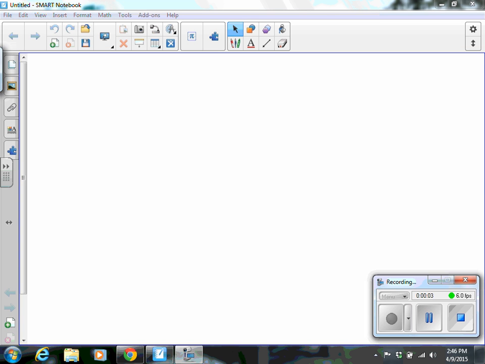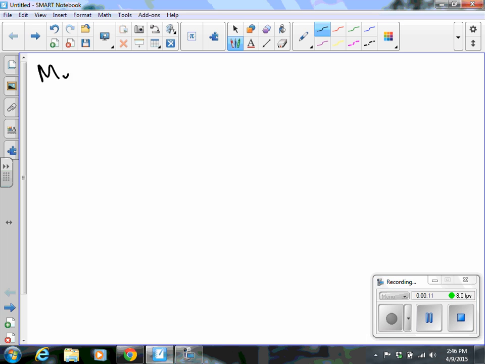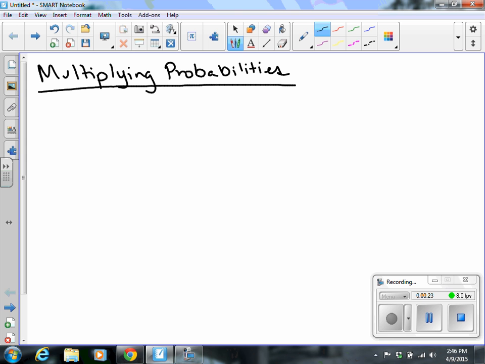Now that we've had the basics of probability, we're going to be talking about multiplying probabilities. There are two different occasions here where we can have an independent versus a dependent event. So we're going to start with our independent.